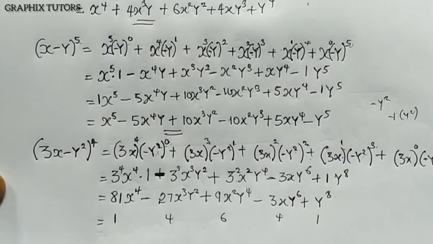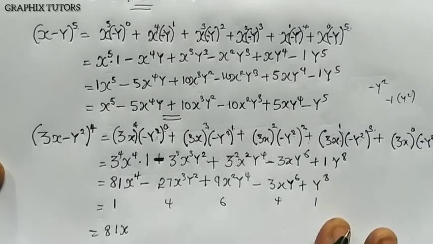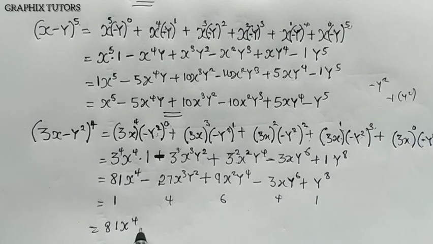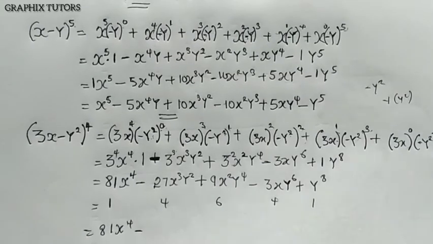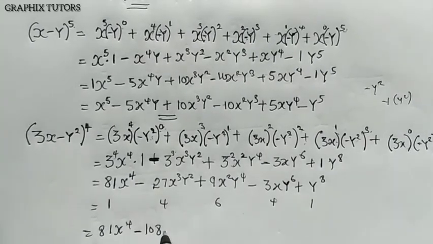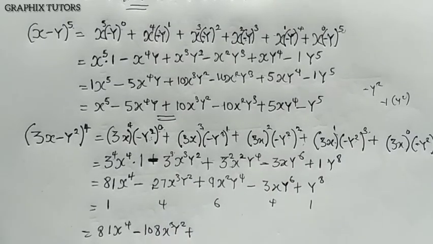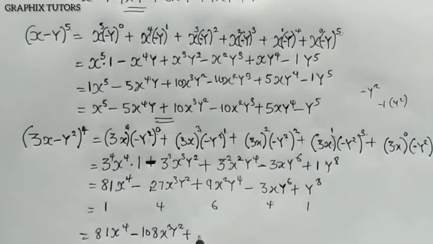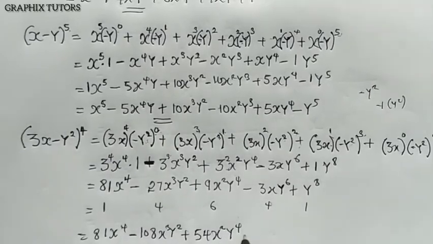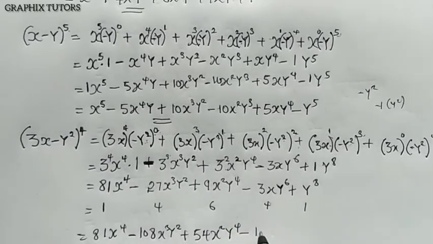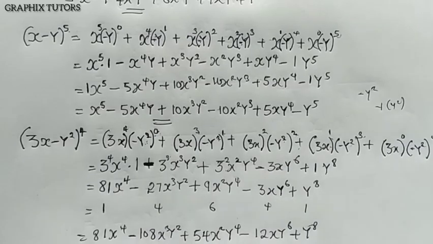So if you start expanding them, 1 times 81 will give you 81x^4, minus 4 times 27 will be 108x^3 y^2, plus 9 times 6 will be 54x^2 y^4, minus 4 times 3 is 12x y^6, plus y^8. So this is my expansion.